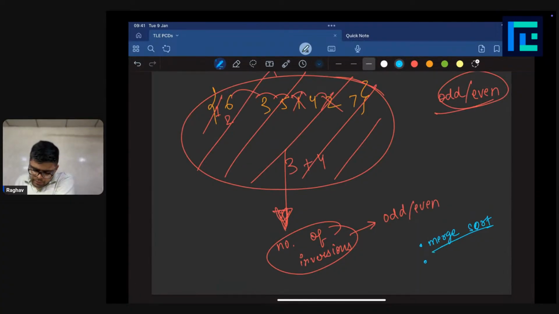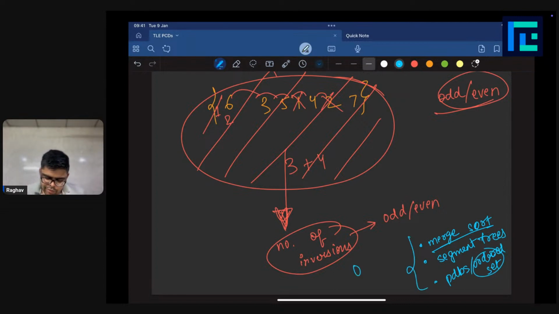Another way is by using a segment tree, and you don't really need to do the coordinate compression here. So just using segment trees would be enough for finding out the number of inversions. Another possible way is to use the PBDS data structure, as people say PBDS, or basically ordered set. You can use the ordered set data structure. All of these have the time complexity of big O of n log n for an array of size n to calculate the number of inversions in the array.